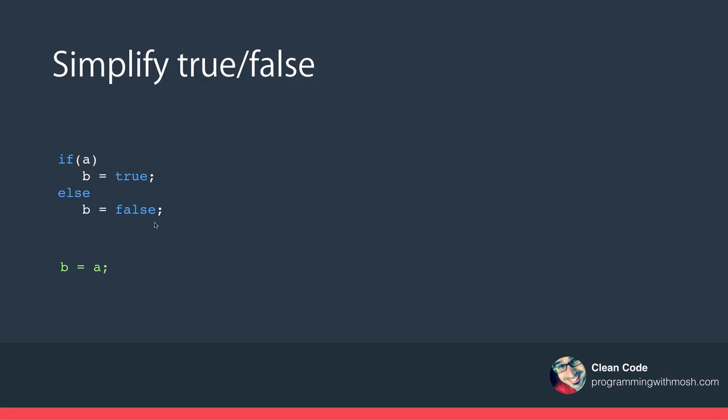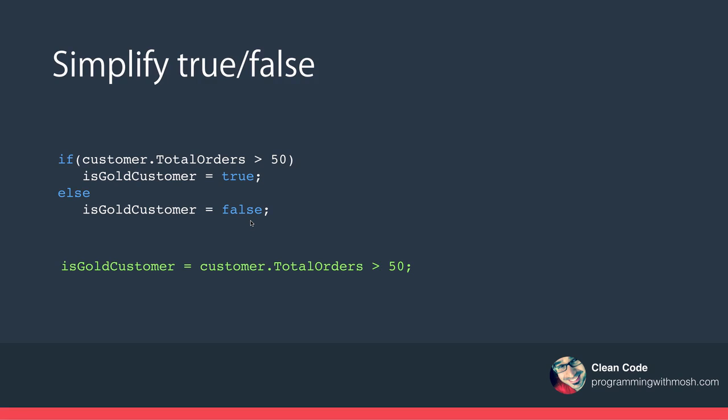Want to see a real-world example of that? Here is one. If customer.total orders is greater than 50, is gold customer is true. Otherwise, is gold customer is false. We can rewrite this expression to something like this. So is gold customer is equal to the result of evaluation of this Boolean expression.